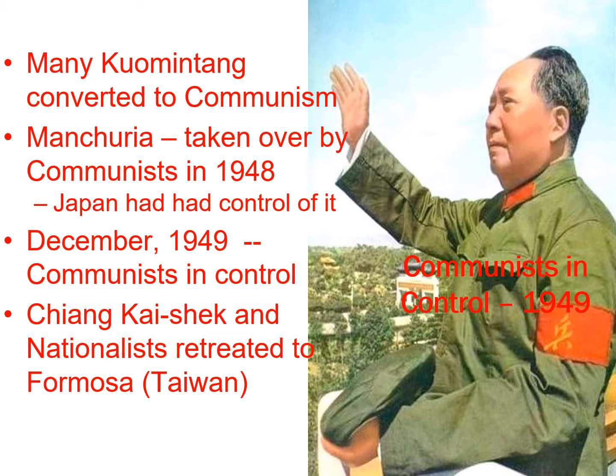Manchuria, that was once Manchukuo, taken over by Japan, was taken over by communists in 1948. By 1949, the communists had complete control in Manchuria, which led to Chiang Kai-shek and his nationalists fleeing to Taiwan to set up basically a government in exile and prepare the next stage of the fight.